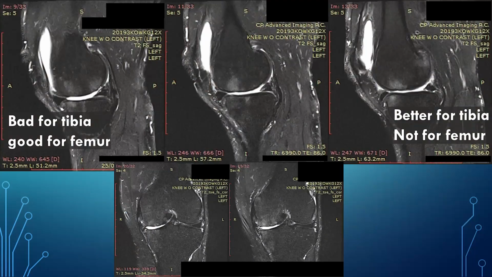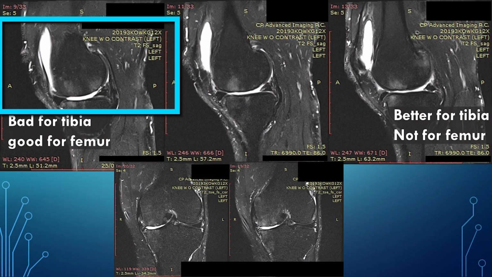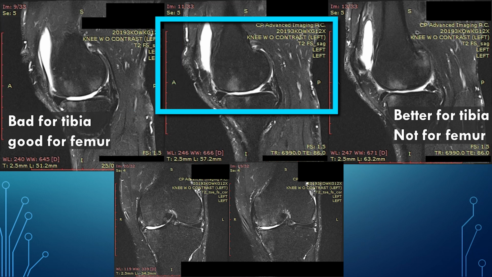So these two sagittal cuts to plan the tibia or femur are different. So you have to plan it differently. For example, this is a very good cut for the femur because it's in the middle of the femur, but it's bad for the tibia because this is in the center of the femur, the sagittal cut. This is much better for the tibia because it's closer to the intercondylar eminence.